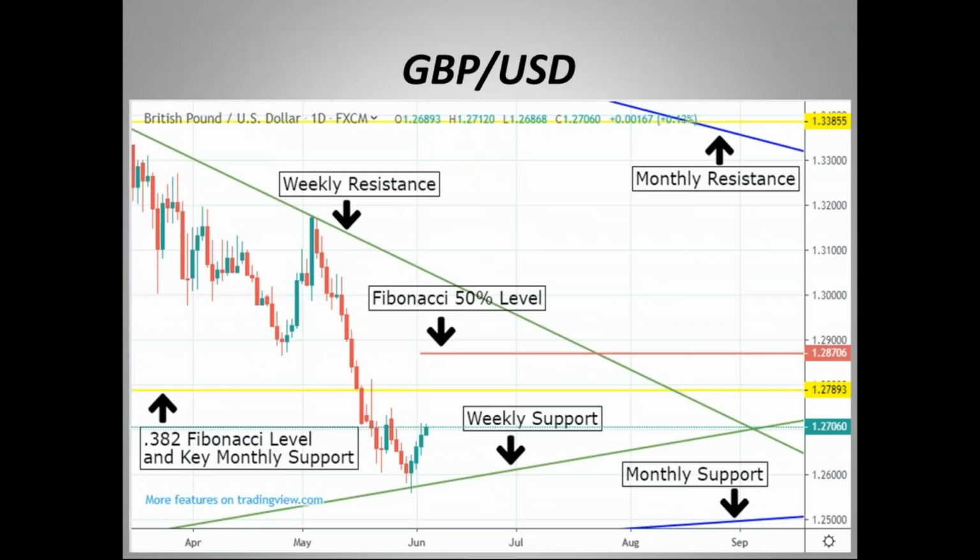And that would be, we're moving to the other side of the world, to the British pound US dollar. And there is a lot going on with the British pound US dollar trade. This one here is a daily chart. However, we have monthly and weekly things going on this chart. As you can see, there's a lot of little things going on, lines and boxes and whatever.